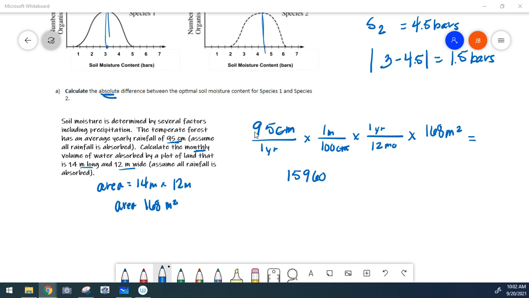So multiply across 95 times 168, I get 15,960, and that will be meters times meters squared. So cubic meters, and then across I would say 100 times 12, and that will give me 1,200, and then I need to divide 15,960 by 1,200, and it looks like my final answer should be 13.3 cubic meters.